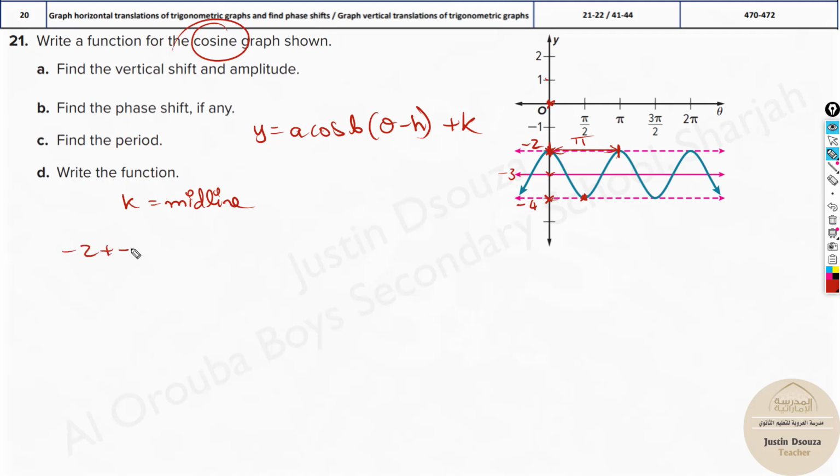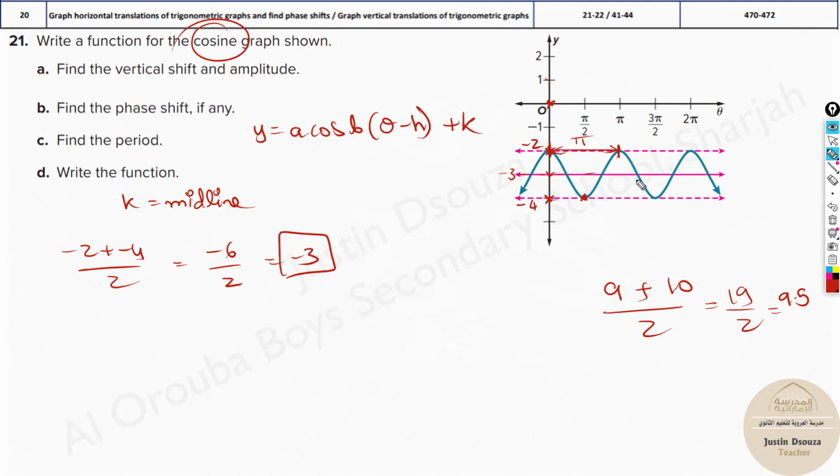So just take the average of these 2 points. That is -2 plus -4 divided by 2. Or you can take -4 plus -2 divided by 2. Average means always adding 2 numbers and dividing by 2. Now imagine you have got a score of 9 and 10 in 2 exams. What is the average? You add them and divide by 2. It will be 19 by 2 or 9.5. That's what we are doing here as well. So it will be -6 by 2, that is -3. Yes, the midline is -3.